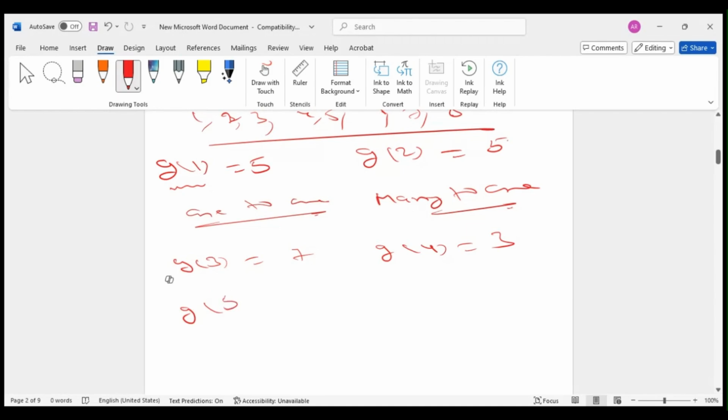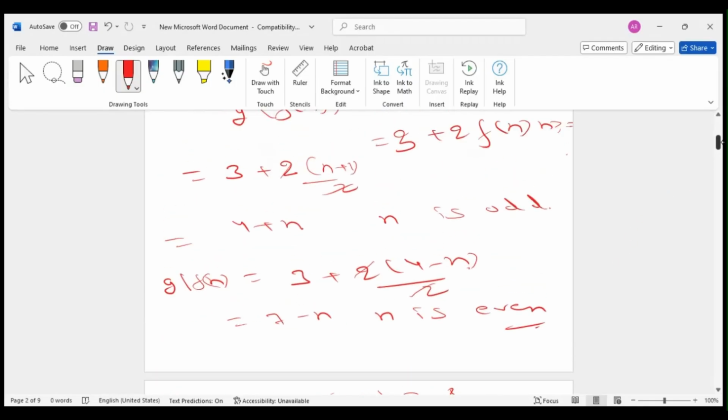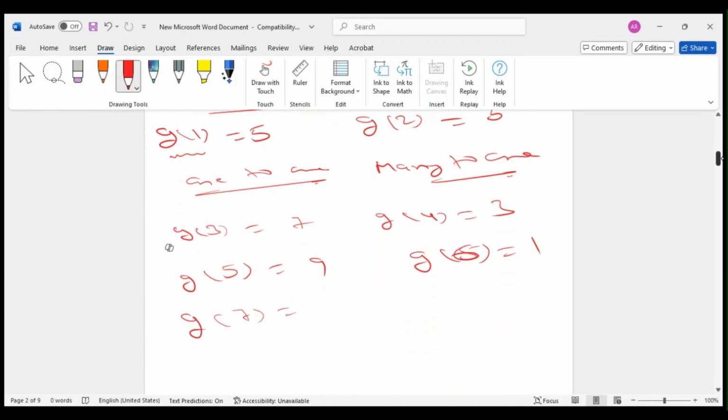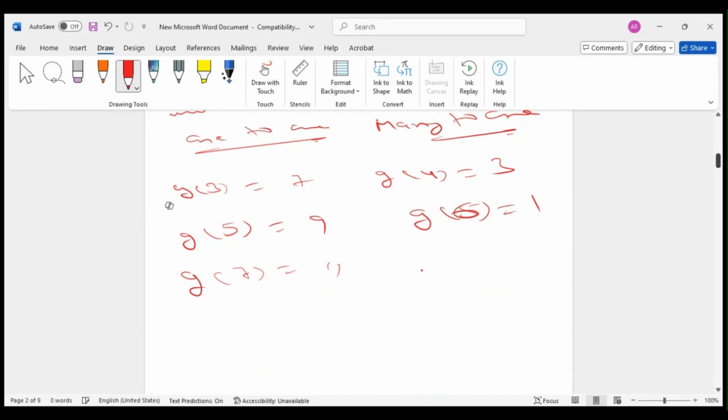For g of 5, it is 9. G of 6 is 1. G of 7 is 4 plus 7, that is 11. G of 8 is minus 1.